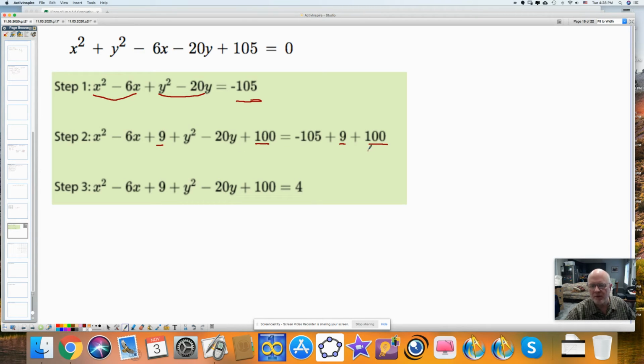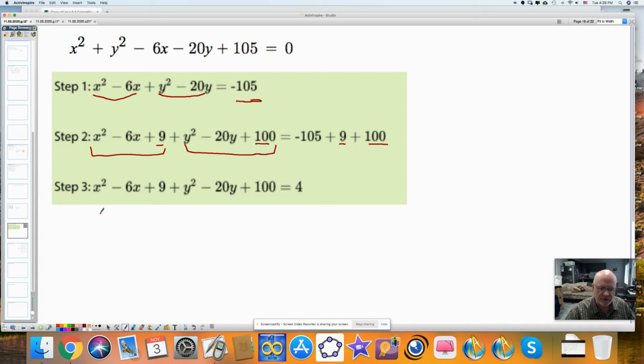Why? Because it's a property of equality. Anything you do to the left side of the equation, you have to do to the right. She added 9 because that makes this a perfect square trinomial. She added 100 because that makes this a perfect square polynomial. And when you add this together, you get 4.